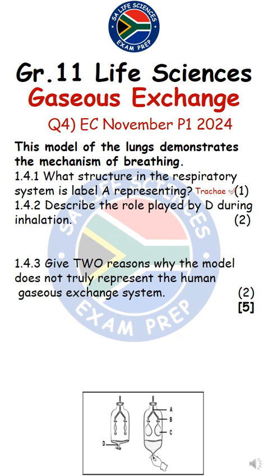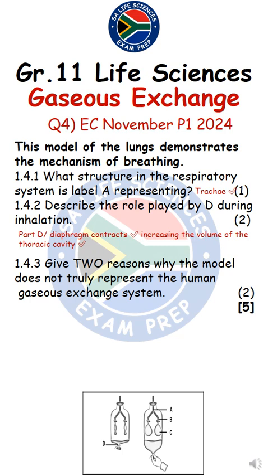1.4.2, describe the role played by D during inhalation. Now, just because it says describe doesn't mean you have to go through the entire process of inhalation. You only have to explain the role that the diaphragm plays in inhalation. And this is only worth 2 marks. So part D, the diaphragm contracts to increase the volume of the thoracic cavity. So you must say what happens to part D in order to allow for inhalation. So 1 mark for stating that it contracts and a 2nd mark for saying what that contraction results in.